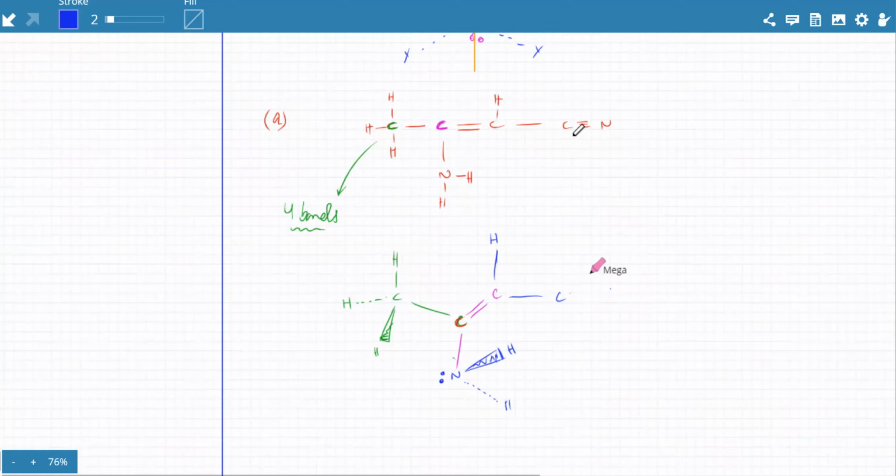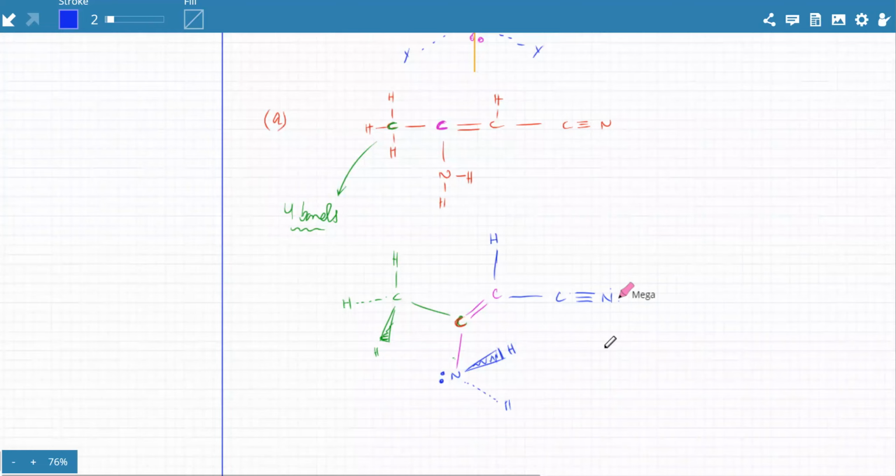So what would be the shape around this C? A triple bond and a single bond. Would that just be a linear one? Because it's only making two. Okay, that's going to be linear. That's fine. So basically, this is how the three-dimensional shape of this molecule would actually look.